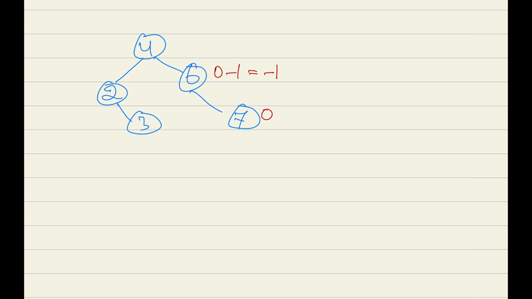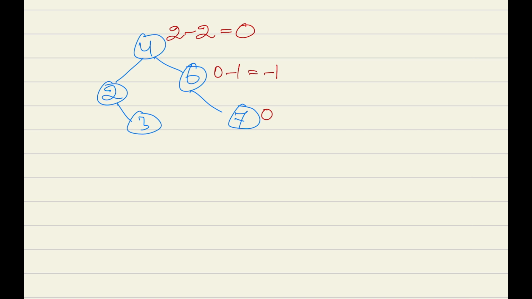Now, consider node 4. What is the height of the left subtree? The height of the left subtree is 2. What is the height of the right subtree? The right subtree is also height 2. So if we subtract the height of the right subtree from the height of the left subtree, it will be 0.